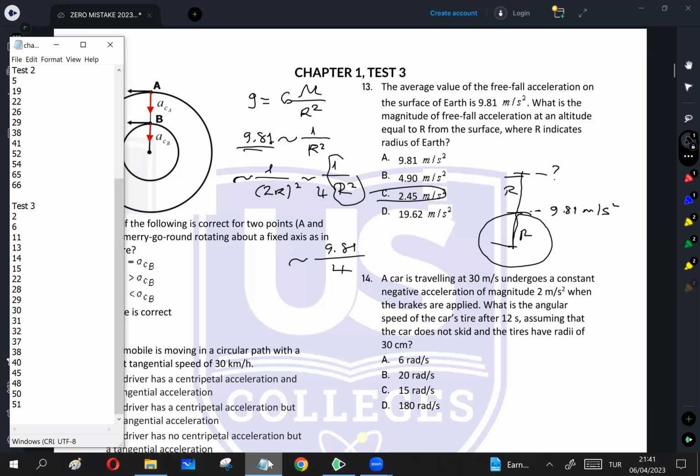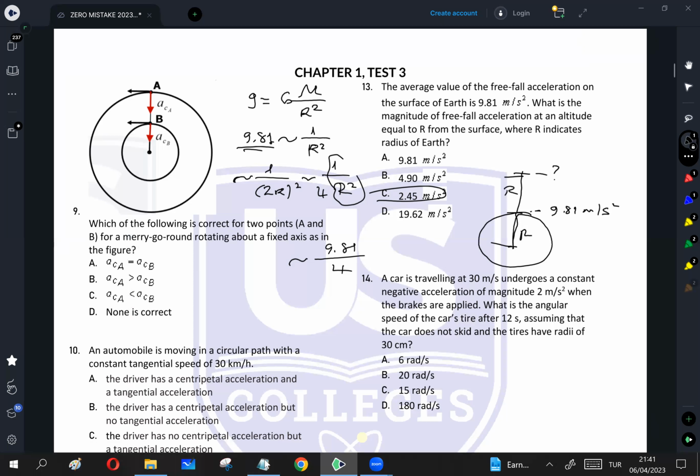After 13, 14. A car is traveling at 30 meters per second and undergoes constant negative acceleration of magnitude 2 meters per second squared when the brakes are applied. What is the angular speed of the car's tire after 12 seconds? This is delta t, this is the initial linear speed, this is the linear acceleration. But the final angular speed is the question.